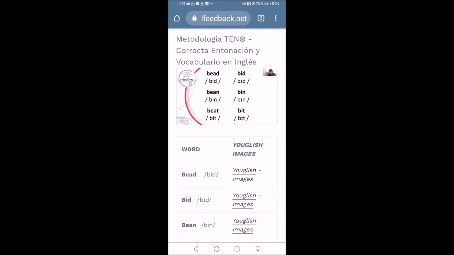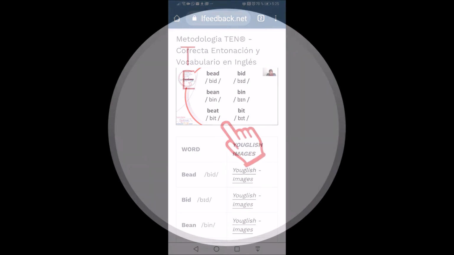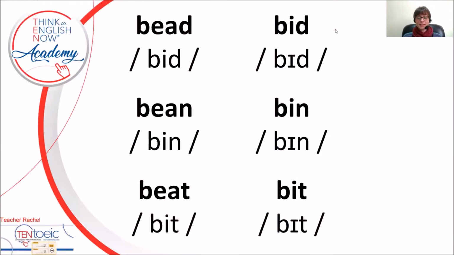So a bead, they're very tiny. Our second word, bid. Okay, let's look at some of our words. Our first word, bead, bead. This is something very tiny, and it's metal or plastic or wood, and there's a hole through the middle, and you can put a string to make a necklace or to put on your clothing.